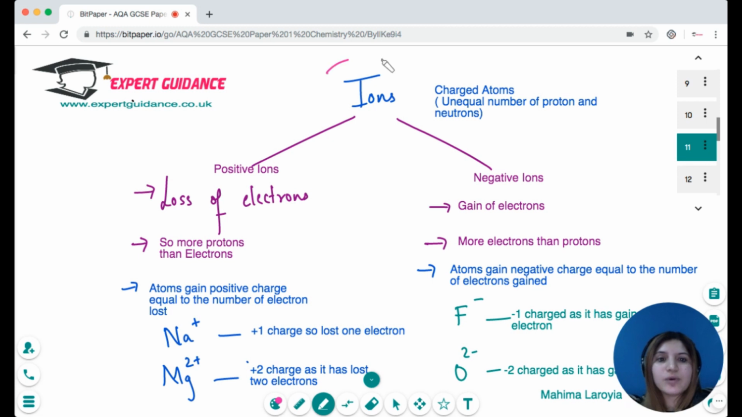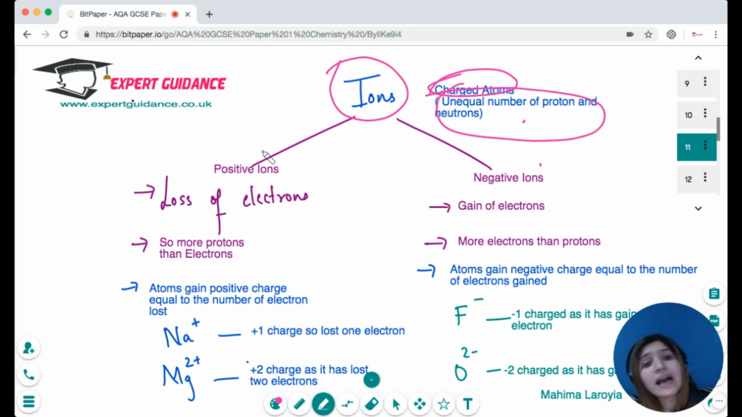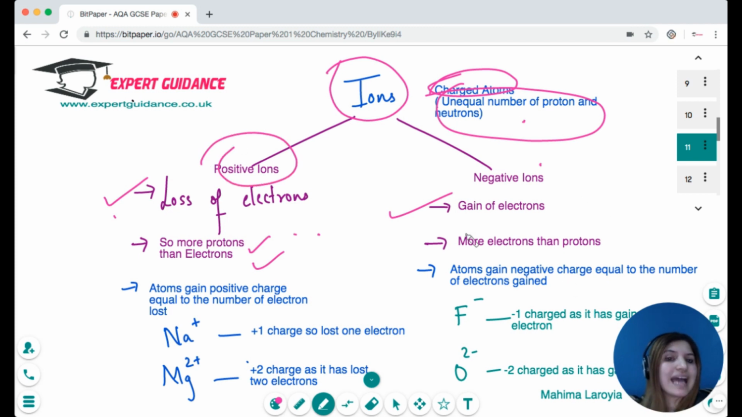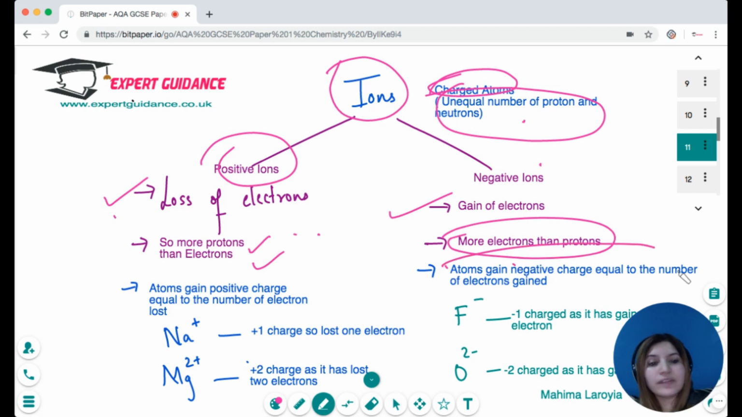Now let us move on to what ions are. Ions are charged atoms. Charged atom means they have an unequal number of protons and electrons. And how does this unequal number arise? Either by loss of electrons or gain of electrons. If any atom loses an electron, it will have more protons than electrons, therefore it will get a positive charge. And if any element gains an electron, it means it will have more electrons than protons. An atom that gains an electron will get a negative charge.